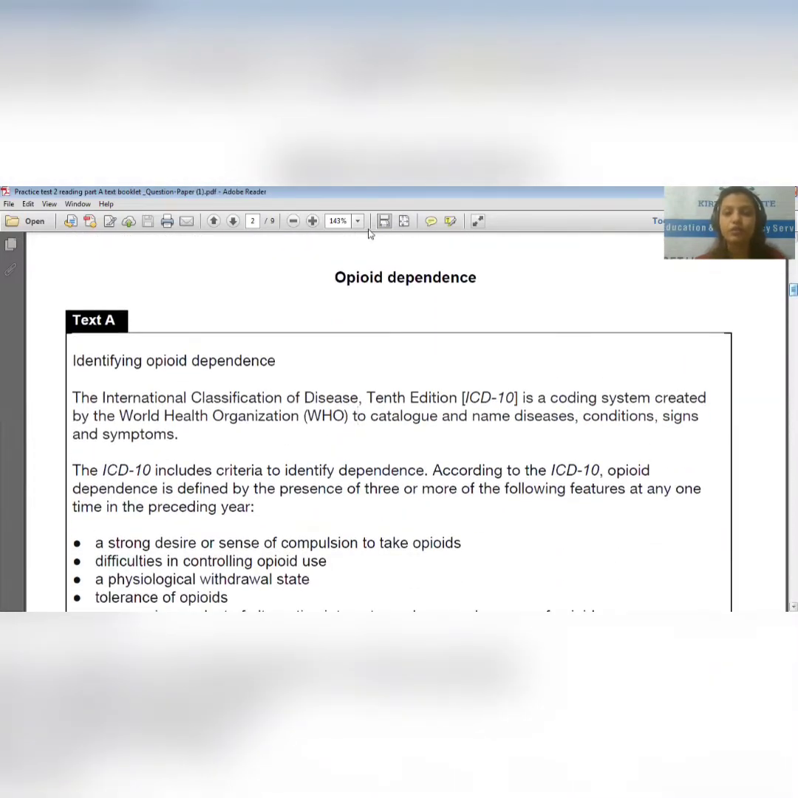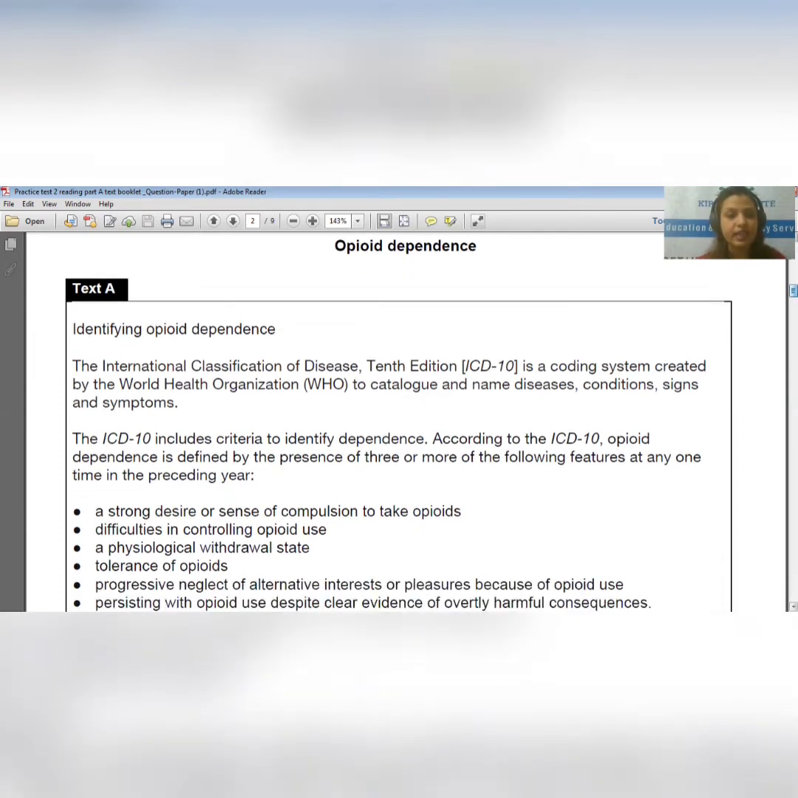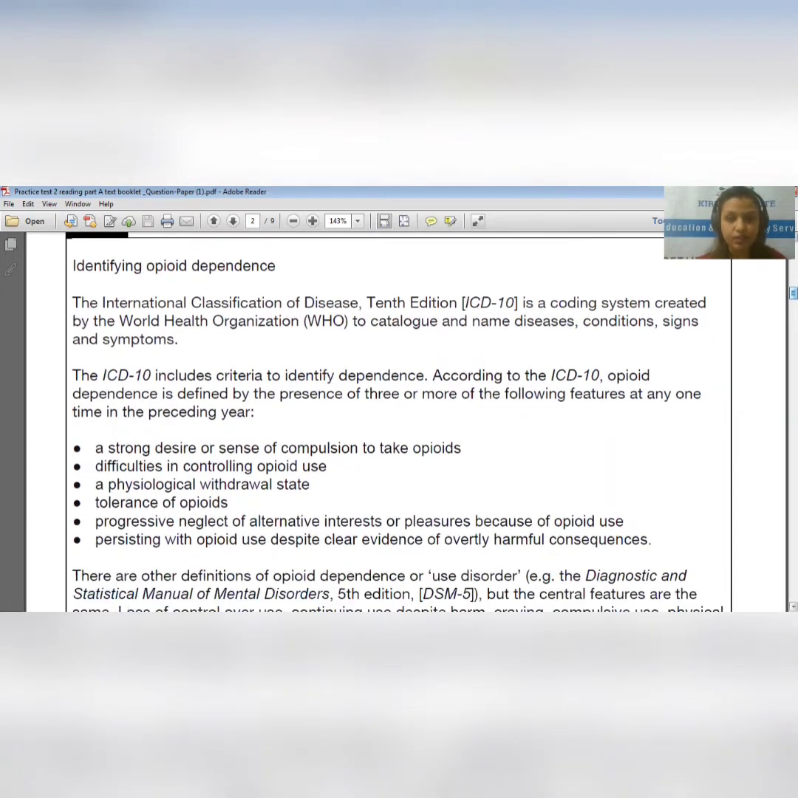First of all, the heading is opioid dependence. So you can understand that all 4 texts are going to be on a single topic, that is opioid dependence. Then you should read the headings and subheadings. Here the heading of text A is identifying opioid dependence. You should read carefully with understanding. You are not going to read the whole text as you don't have that much time, but you are going to read and understand whatever you read.